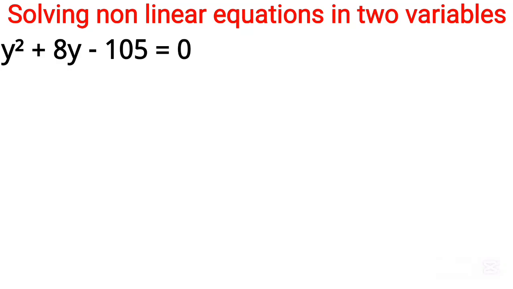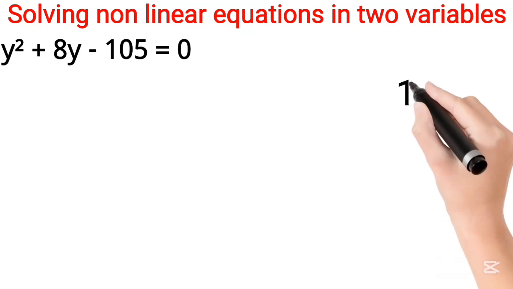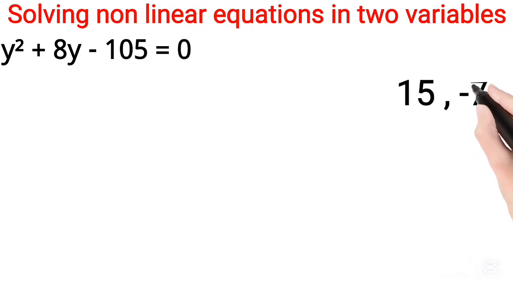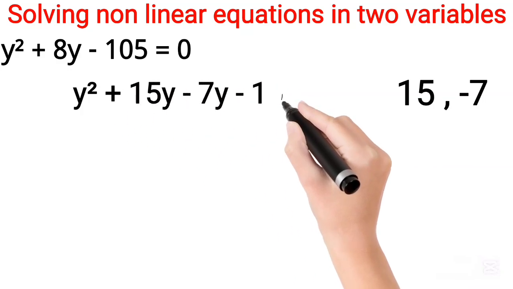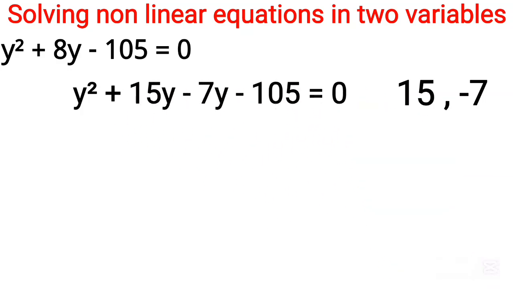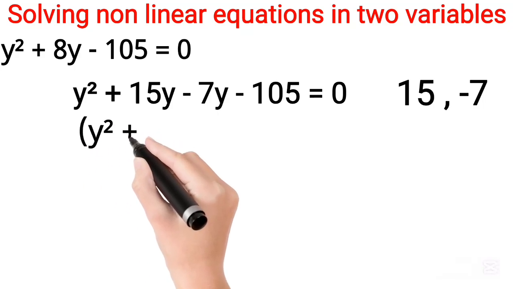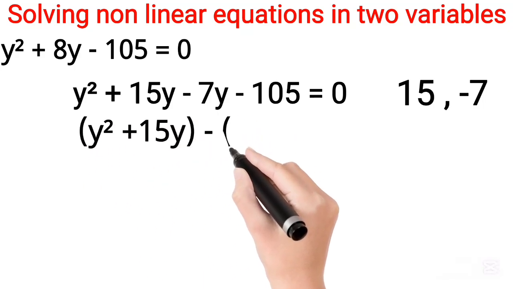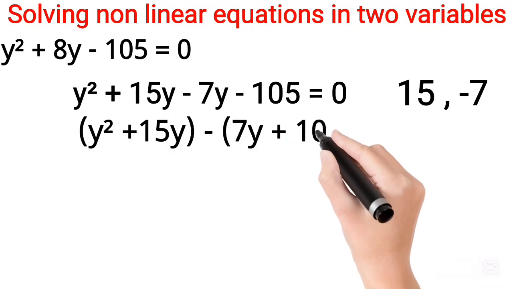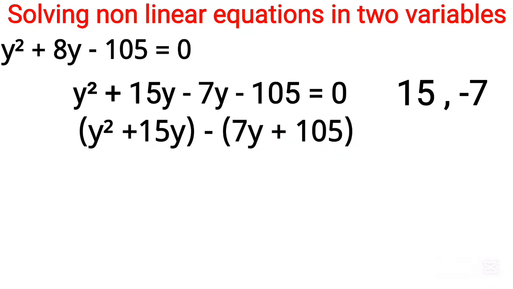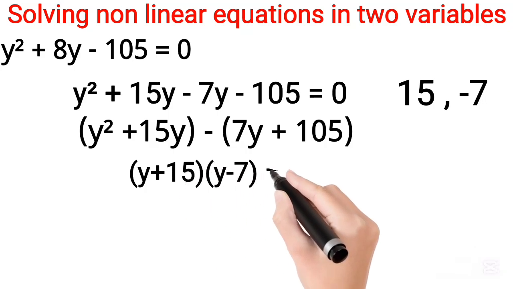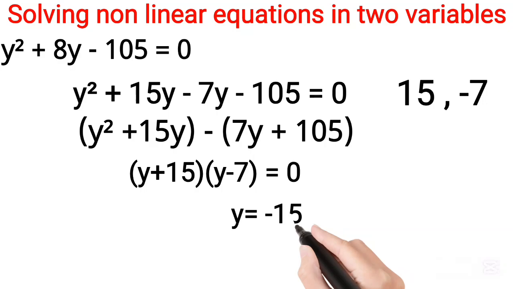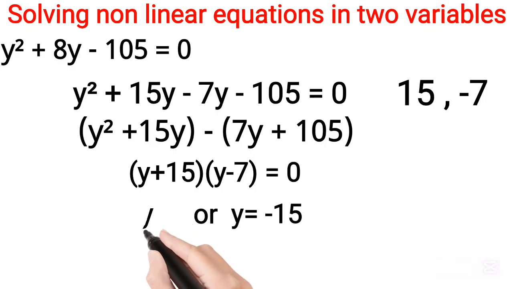Now we need 2 numbers that multiply to give negative 105 and add to give 8. Those numbers are 15 and negative 7. So we rewrite the equation. y squared plus 15y minus 7y minus 105 equals 0. Group the like terms. (y squared plus 15y) minus (7y plus 105). Take out the common bracket. (y plus 15)(y minus 7) equals 0. So y equals negative 15 or y equals 7.